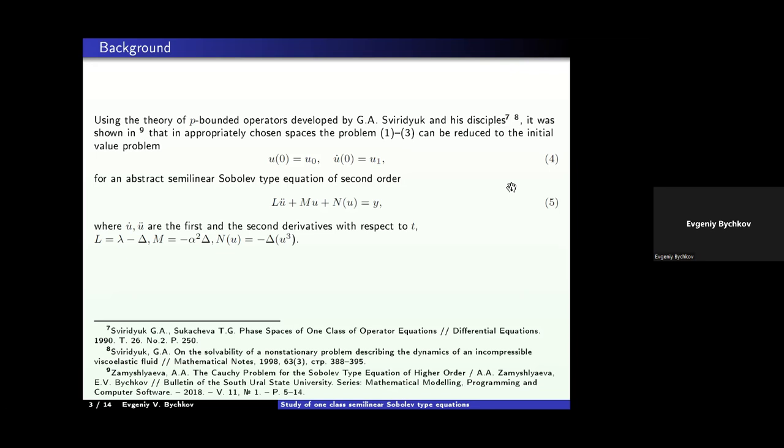Not only partial differential equations are reduced to Sobolev type equations, but for example, integral differential equations and systems of ordinary differential equations can be reduced to such equations.